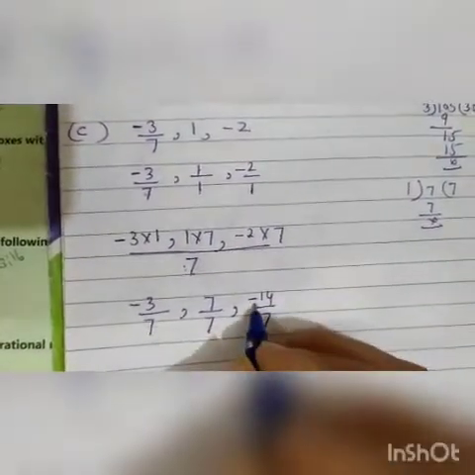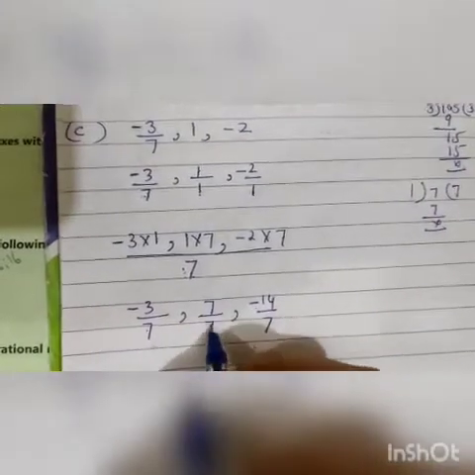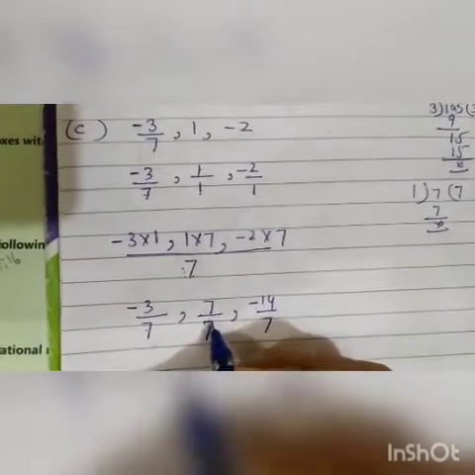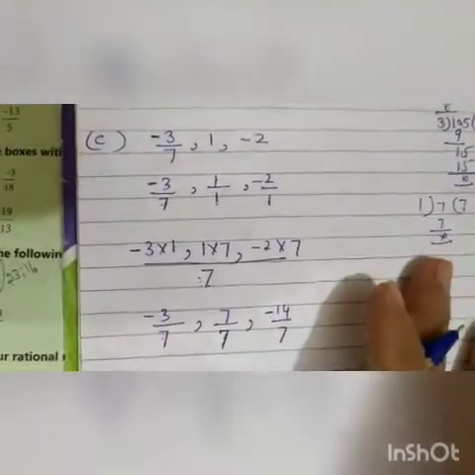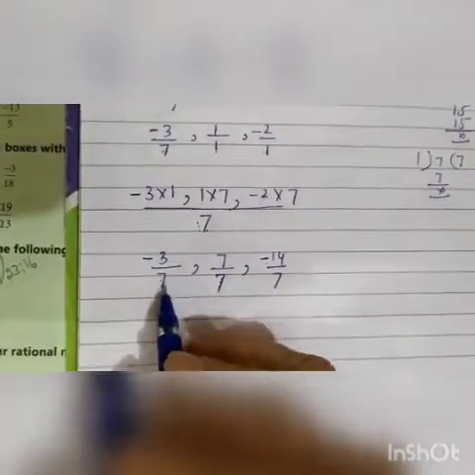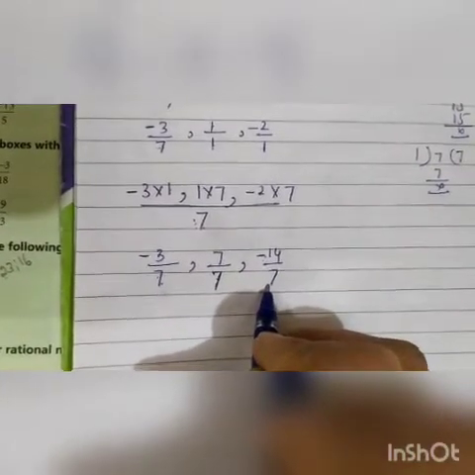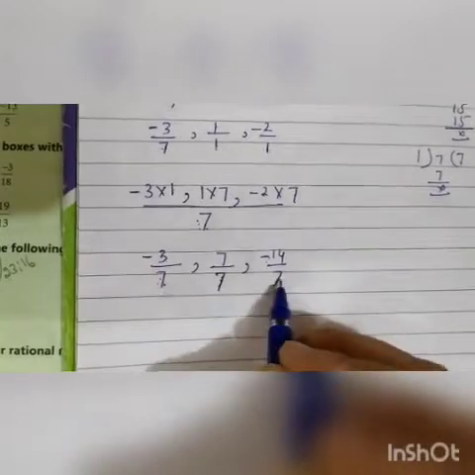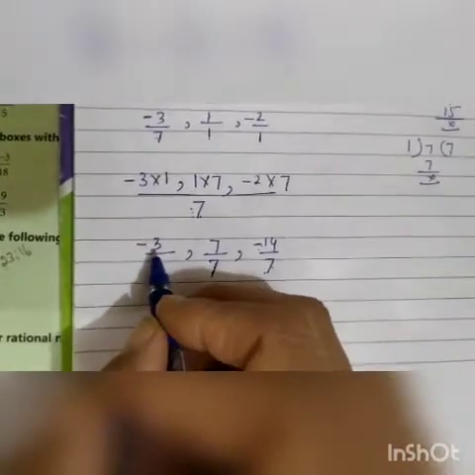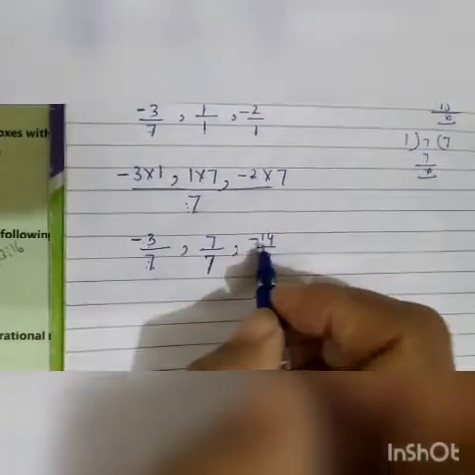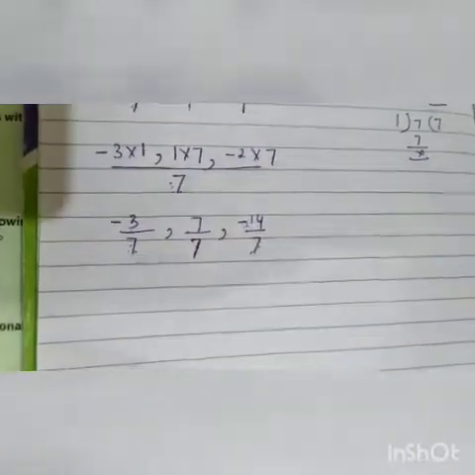Here two rational numbers are negative and one is positive. Automatically the positive rational number will be the largest one. Now between these two, minus 3 upon 7 and minus 14 upon 7, which one is the smaller one? Both the denominators are same. It means we will compare minus 3 and minus 14. Between minus 3 and minus 14, minus 14 is the smaller one.